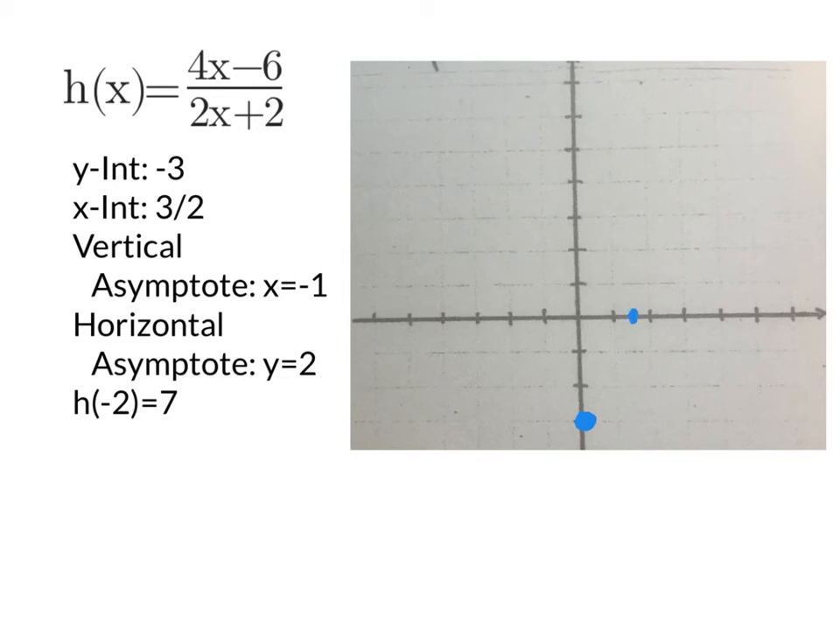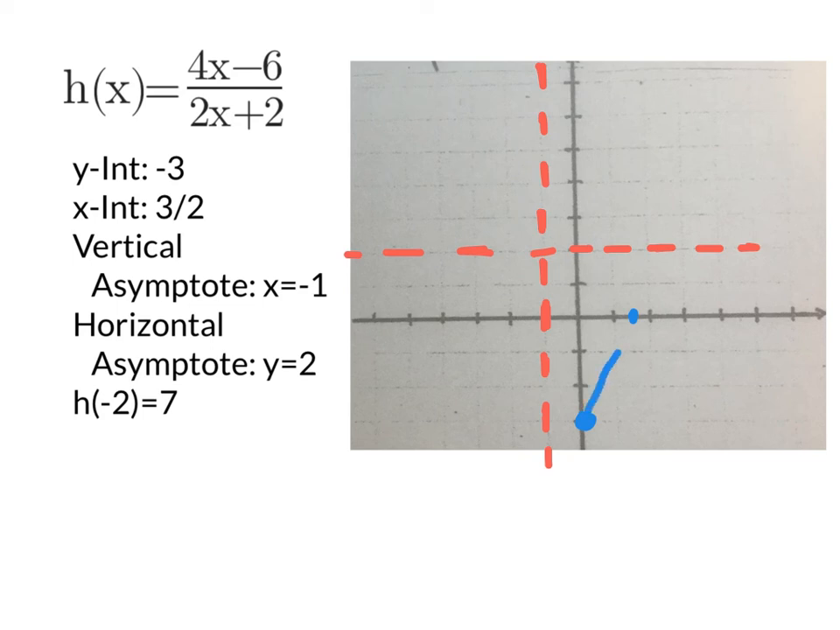Vertical asymptote is at x equals negative 1. So on the x-axis, I'm going to find negative 1 and draw a vertical asymptote. Similarly, for the horizontal asymptote, being at y equals 2, on the y-axis, I'm going to find 2 and draw my horizontal asymptote. So far, I do have a good idea of what one branch looks like.